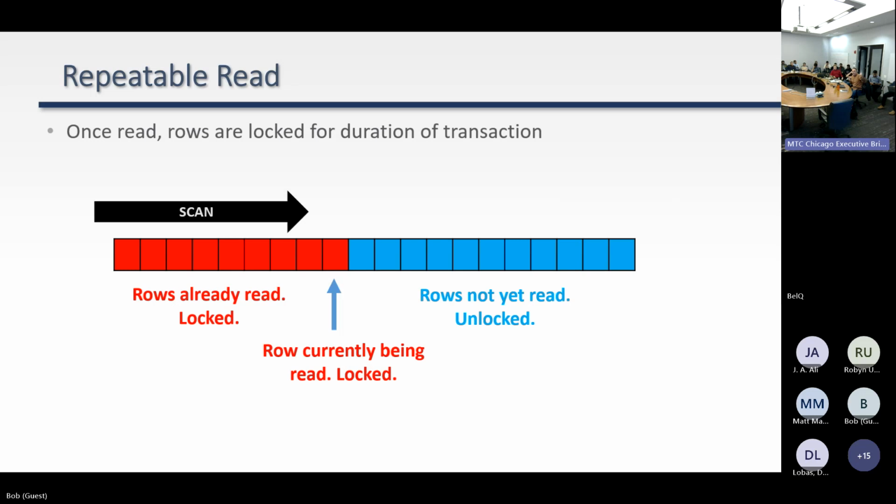Again, once the row is read, the rows are locked for the duration of that transaction. Okay, on a second scan, new rows may enter. So if you insert new rows into this table and they haven't been read before, well, then they may show up. But the ones that we read the first time are locked.